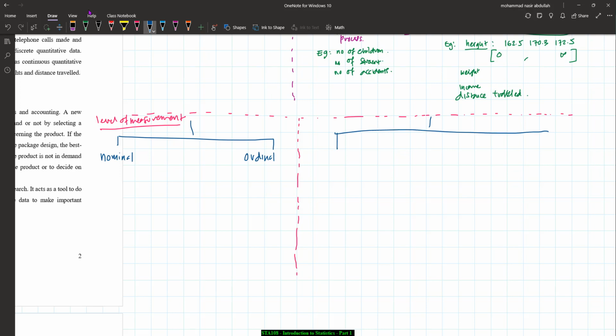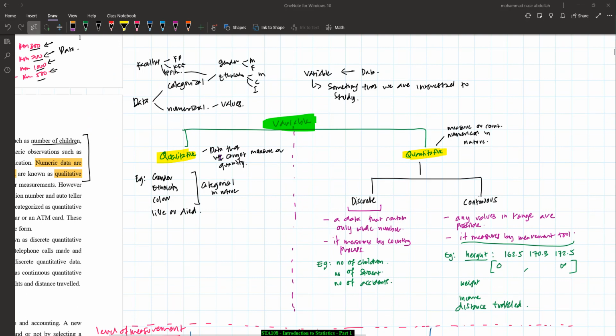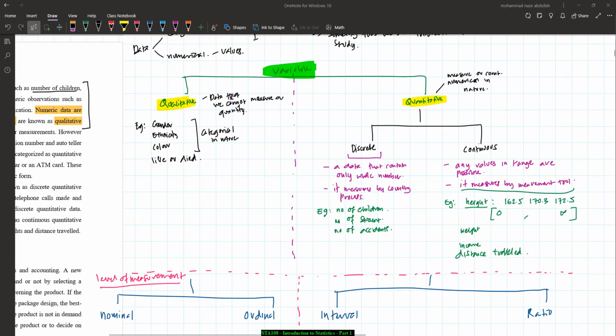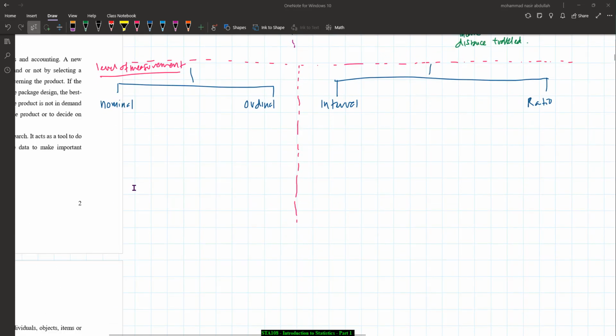We can divide into two types. First is interval scale, another one is ratio scale. So you need to understand, nominal and ordinal lie under qualitative variable, right? They are classified under qualitative variable. This is the level of measurement, right?